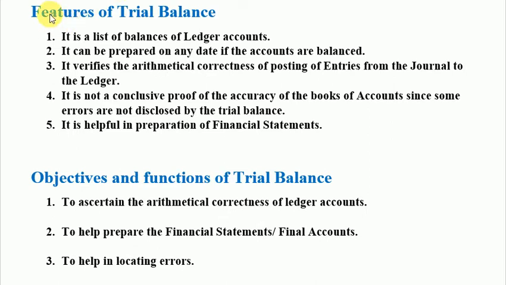So you must remember that a trial balance is a statement with debit and credit columns. Now we'll see the features of a trial balance, which are very simple to understand. The first feature or characteristic of a trial balance is that it is a list of balances of ledger accounts. Children, remember, either the debit balance or the credit balance of a ledger is shown in the trial balance. That is why it is known as a list of balances of ledger accounts.